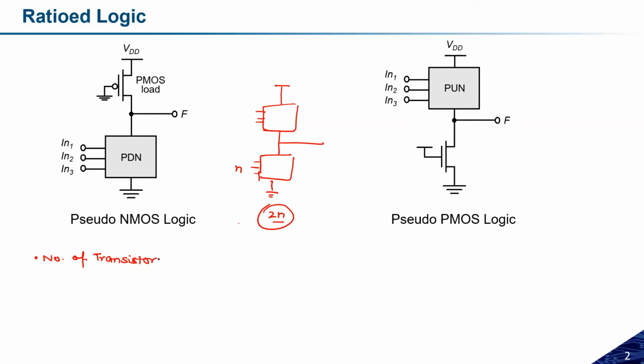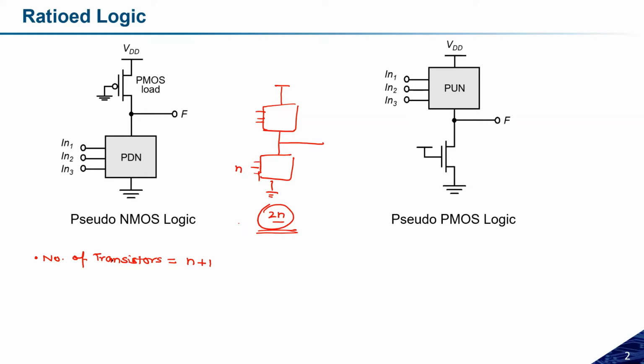Suppose I have n inputs; in that case the total number of transistors needed is n plus 1. This is very small compared to the 2n transistors of the CMOS based structure. In the CMOS based structure 2n transistors were needed, but for these two ratioed logics we need n plus 1 transistors. This is how we can save transistors.